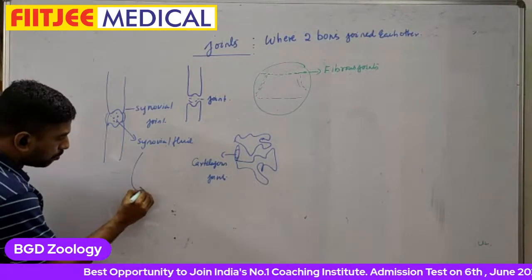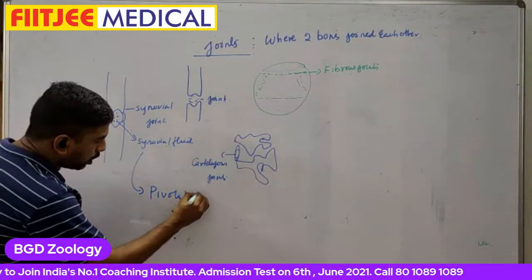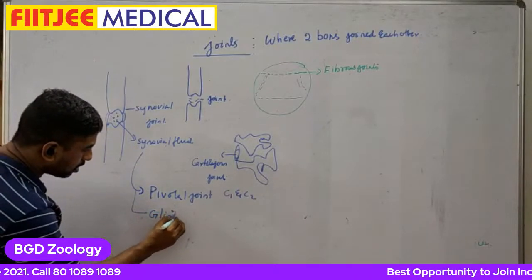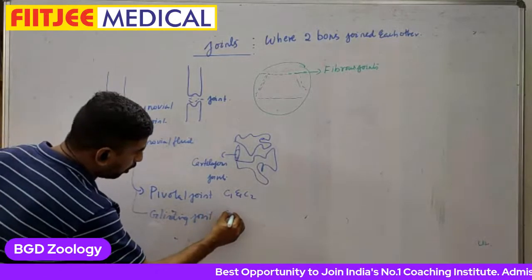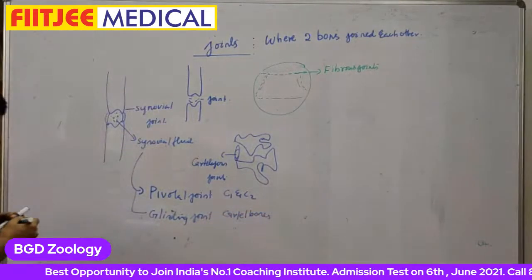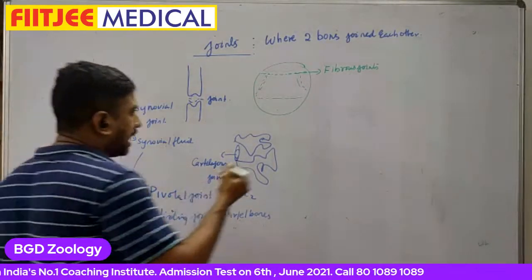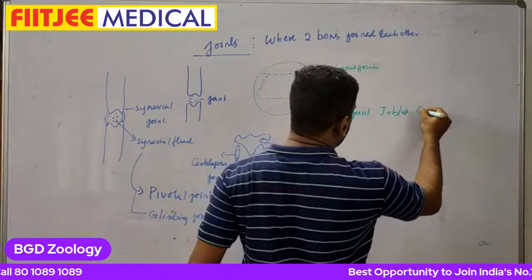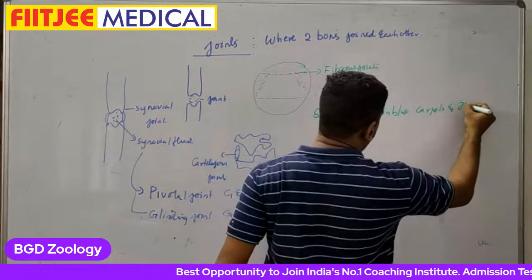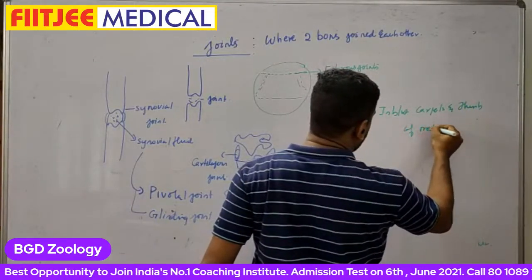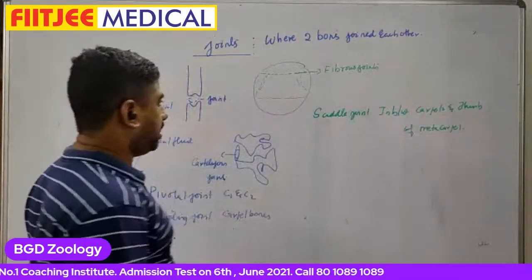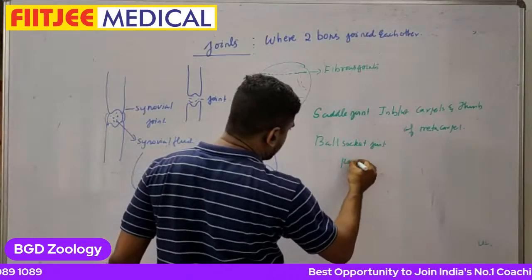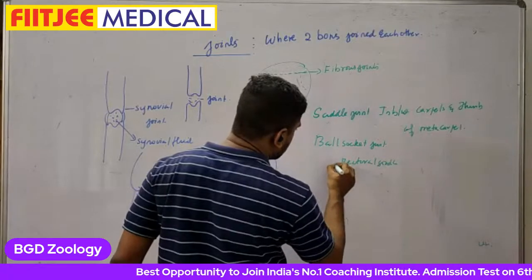The first is the pivotal joint. The pivotal joint is in between the C1 and C2 vertebrae. Gliding joint. The gliding joint is in between the carpal bones. Now, the saddle joint. What is a saddle joint? It is in between the carpal and the thumb's metacarpal. Right. Then the ball and socket joint. Pectoral girdle, pelvic girdle, these you can consider for that.